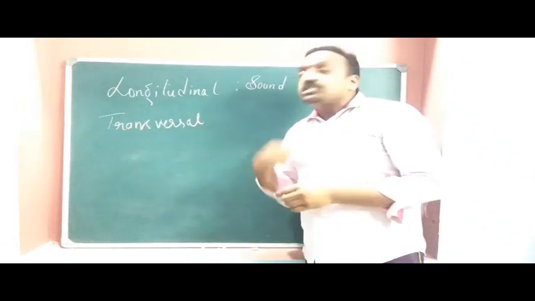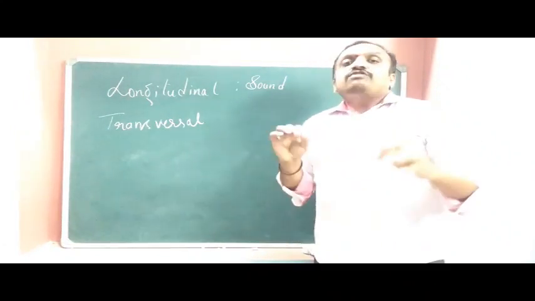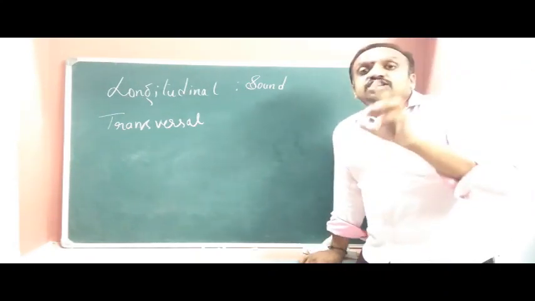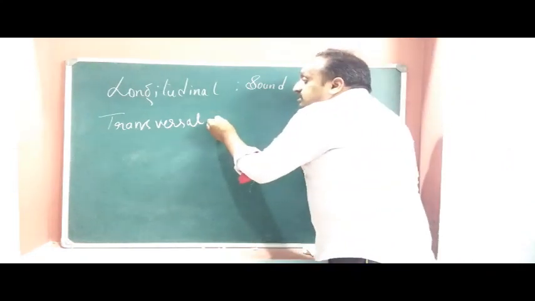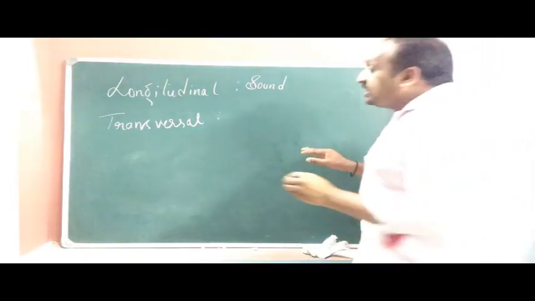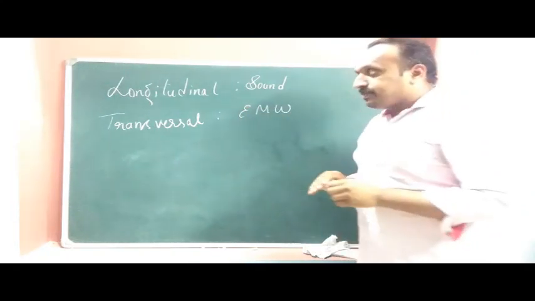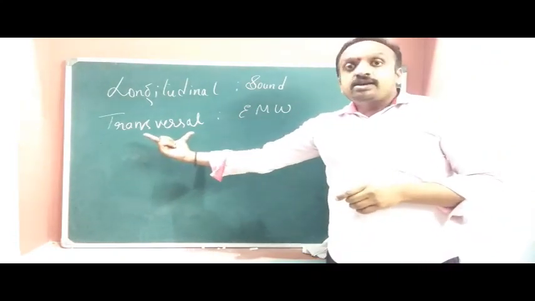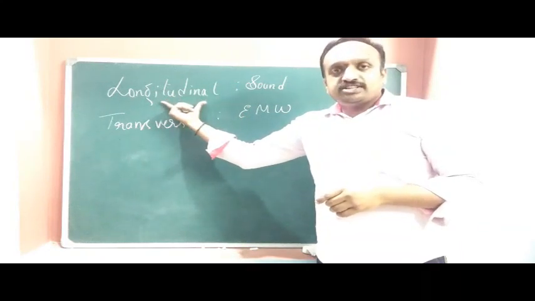Then what is a transversal wave? If the vibration of the particle is perpendicular to the direction of the propagation of the wave, that is called a transversal wave. You can take the example of electromagnetic waves. So electromagnetic waves are transversal in nature, but sound waves are longitudinal in nature.